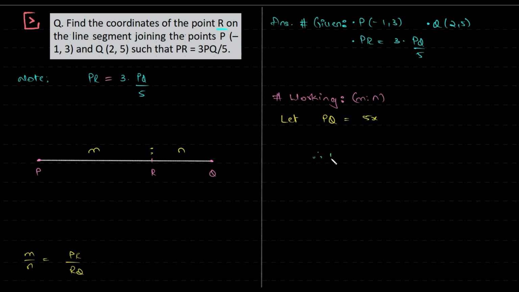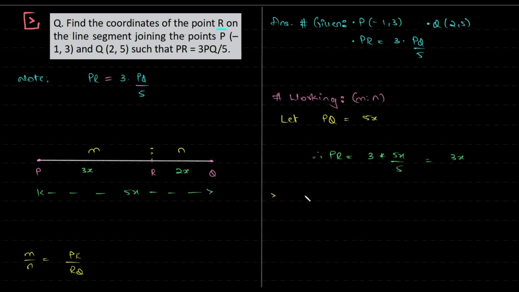So what will be PR? Therefore, PR will be 3 times of 5x by 5. So this is basically 3x. That is, if this entire length is 5x, this will be 3x, and obviously this will be 2x. So this entire length is 5x. Does it make sense now? 3x plus 2x is 5x. So it's in the form of 3:2. Right? But yeah, we have to complete this calculation and show it.